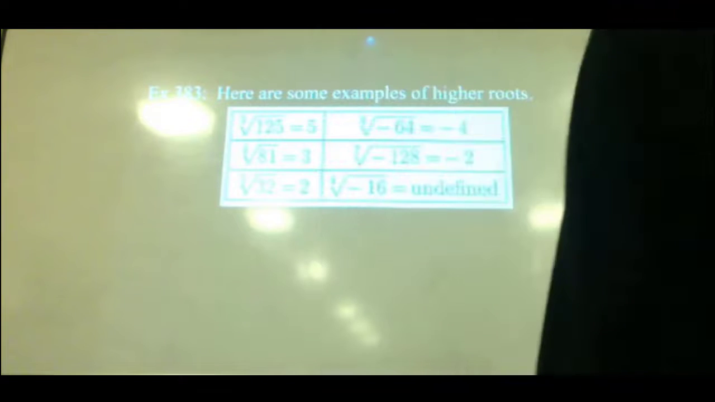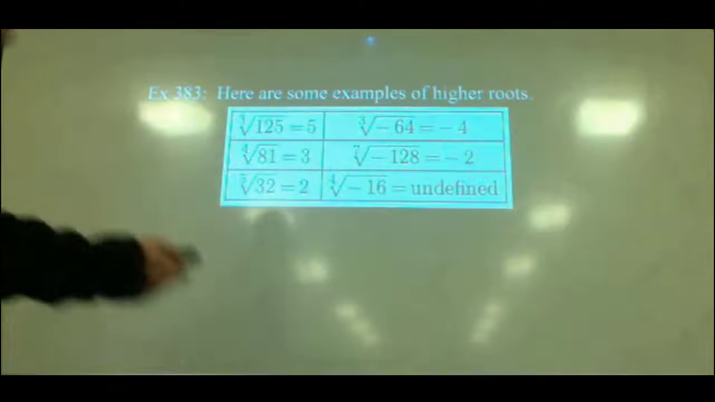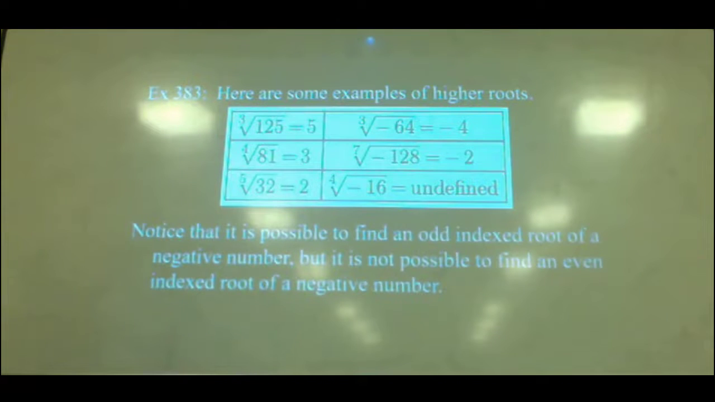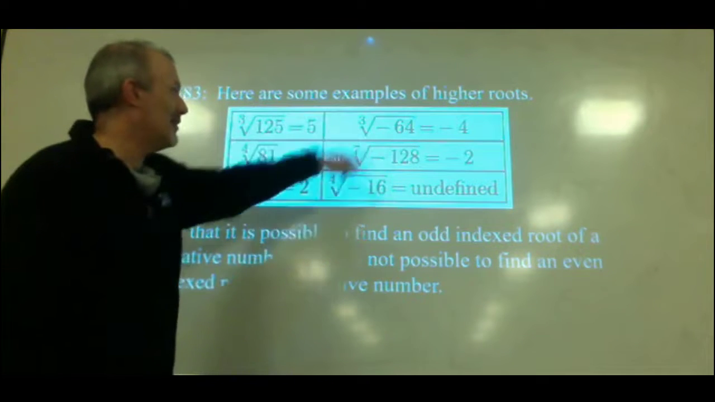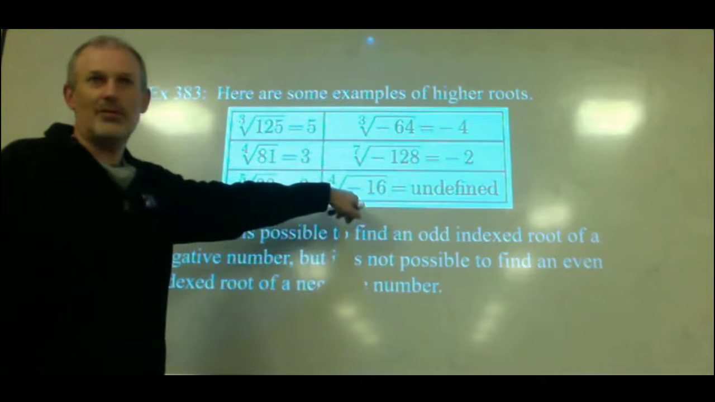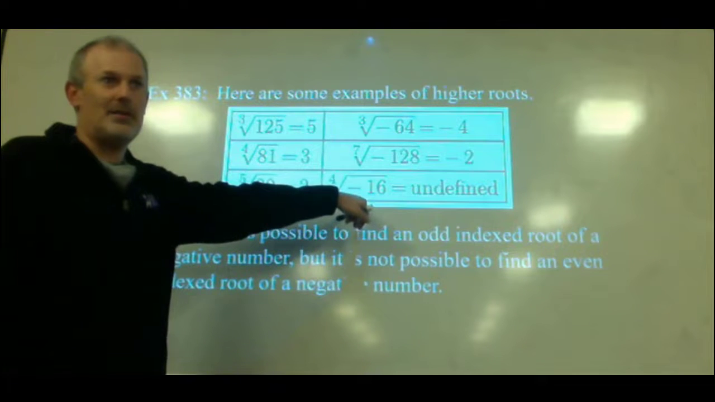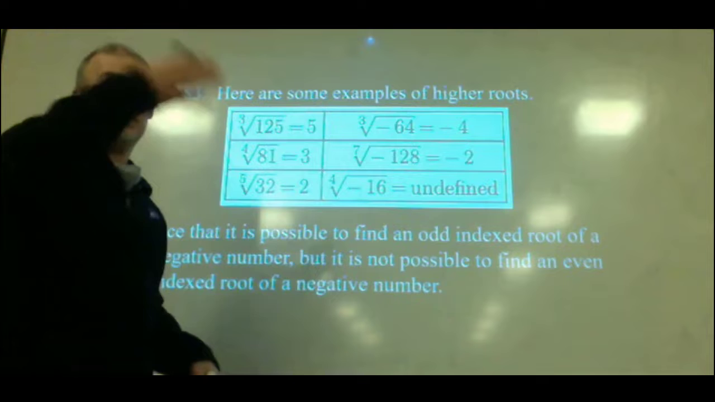Simplest radical form, like we did in the last lesson. Again, notice that it is possible to find an odd indexed root of a negative number. It has to be an odd index for that to work, but it's not possible to find an even indexed root of a negative number. We had already talked about that. That's why the 3 and the 7 are okay to have negatives. The 4 for the index is not okay to have a negative. It's always: odd is okay, even is not okay.